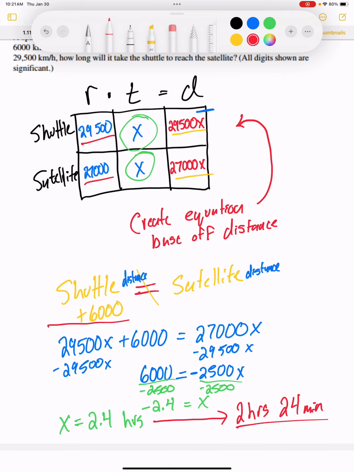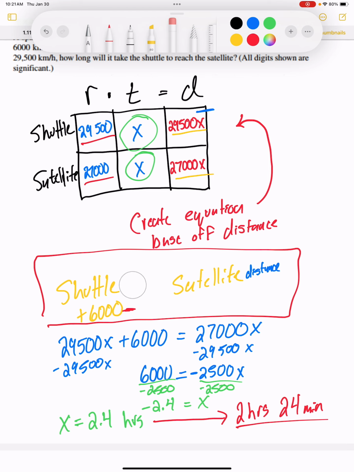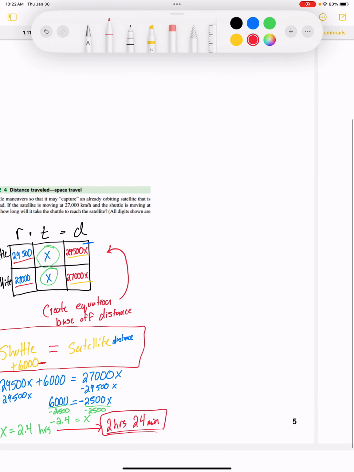Be careful with your equation. Everybody says, oh, well, the satellite's ahead, so it's going to get 6,000, right? But that doesn't make things equal. We want to make things equal. And when we subtract that 6,000 from the satellite, or we add the 6,000 to the shuttle, now they're equal, because it told us in the problem the satellite was already 6,000 kilometers ahead of the shuttle. So if I add 6,000 kilometers to the shuttle's placement, then they'll be equal, right? So the answer is 2 hours, 24 minutes. That's how long it takes to catch up. But hopefully that makes sense to you.